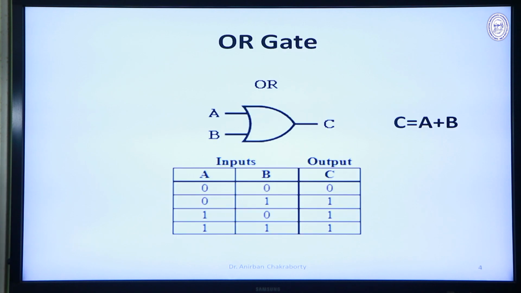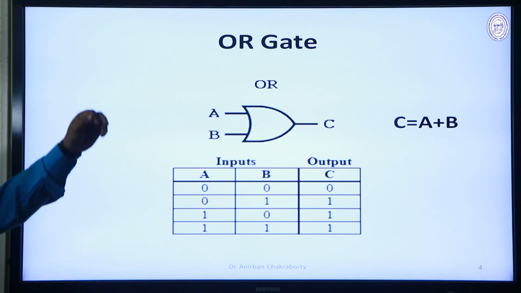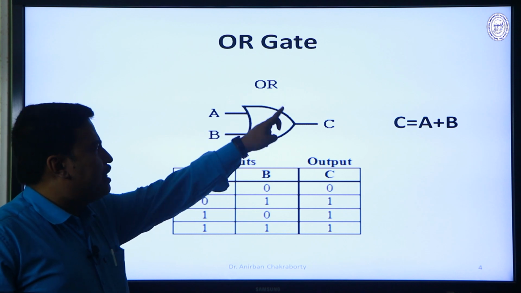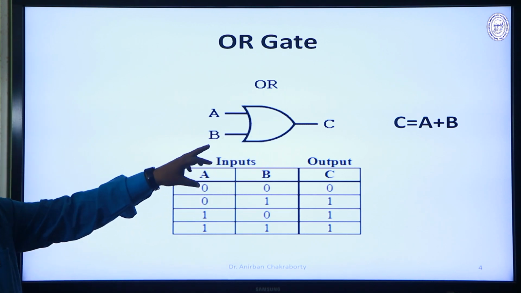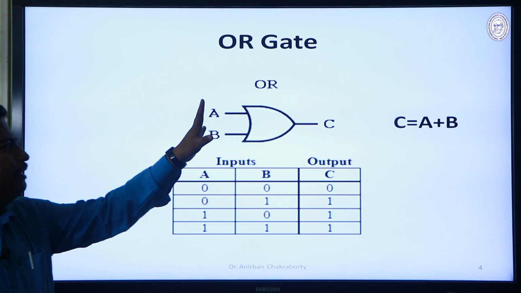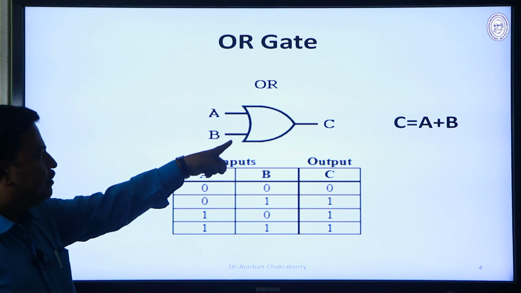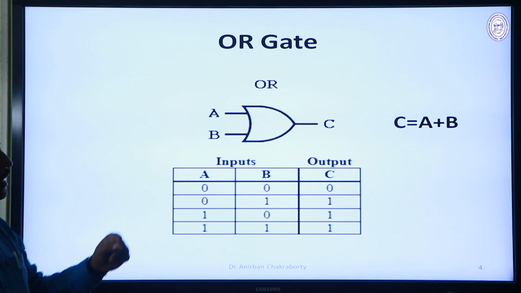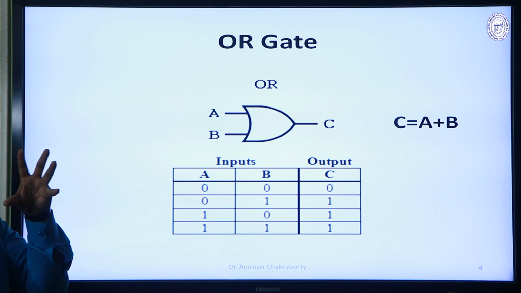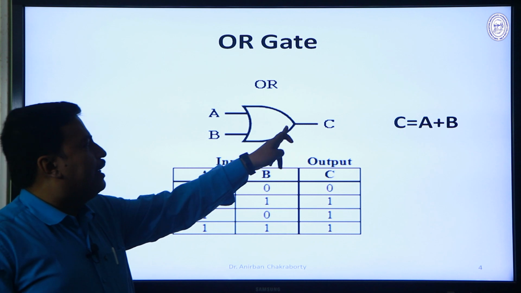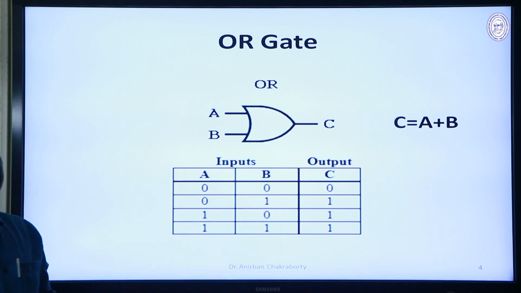The first gate we come across is the OR gate. Wherever you observe this symbol, it represents an OR gate. These lines are known as the input lines, meaning you feed input through these lines, and you get output through this line.